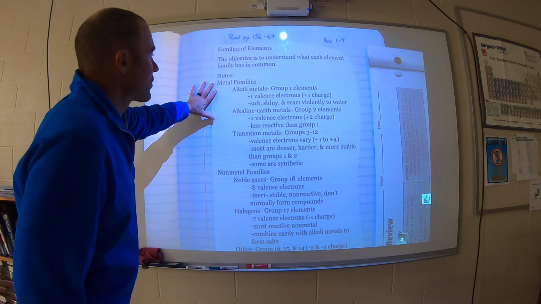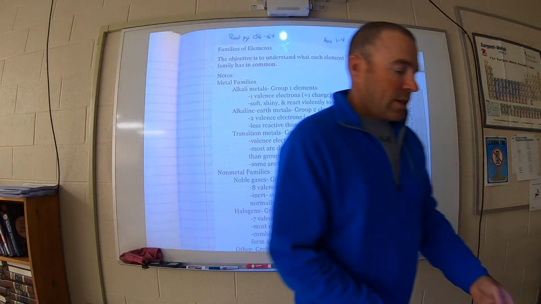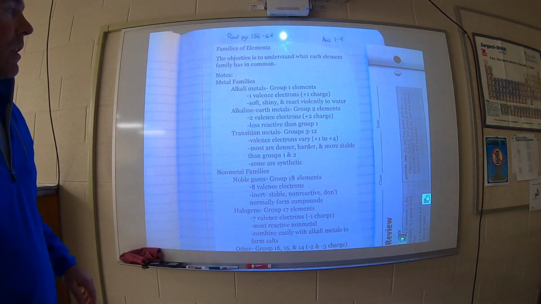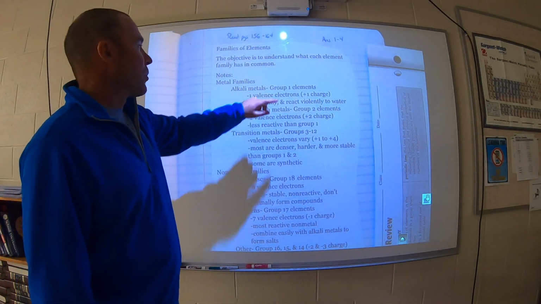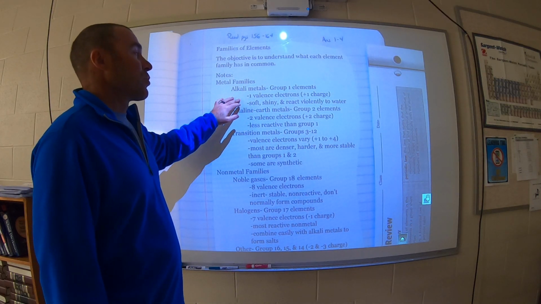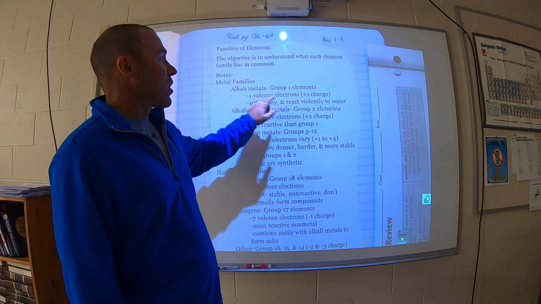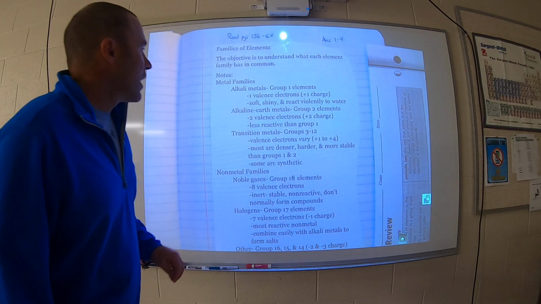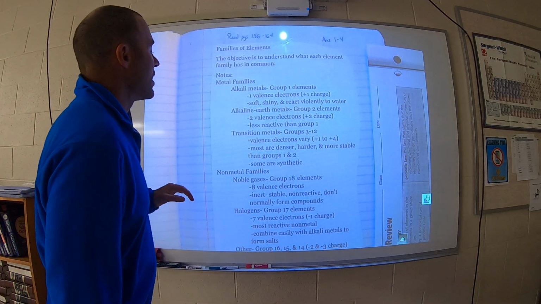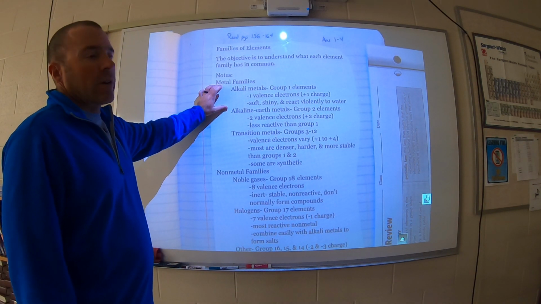We're going to first talk about metals. All the group 1 elements, and group 1 elements would be this group right here, those are what we call the alkali metals. So alkali metals are group 1 elements. They have 1 valence electron, which they have a tendency to lose because it's easier to lose 1 than it is to gain 7. And since they lose that 1 electron, they lose that 1 negative charge, they've got a +1 charge. And these are soft, shiny, and they react violently to water. And most of the time in nature, the alkali metals are found combined with some other element as part of a compound.